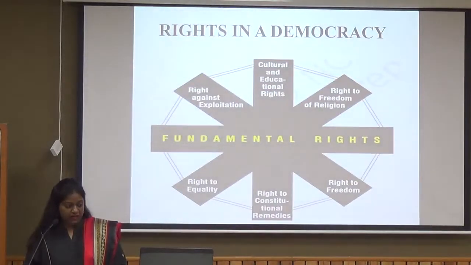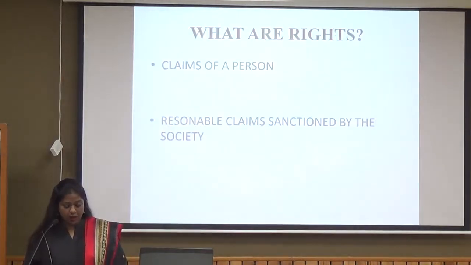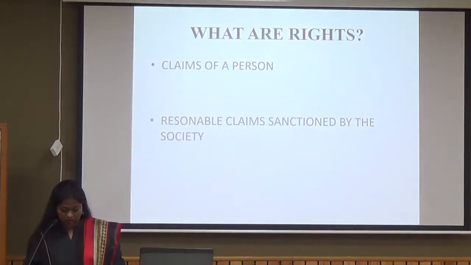We have many rights. This is a wheel, rights in a democracy, and in total we have 6 fundamental rights. Let's see in detail. Before starting with the fundamental rights, let's see what a right is, or what rights are. Rights are claims of a person over other fellow beings, over the society and over the government. Rights are reasonable claims of persons recognized by society and sanctioned by law.